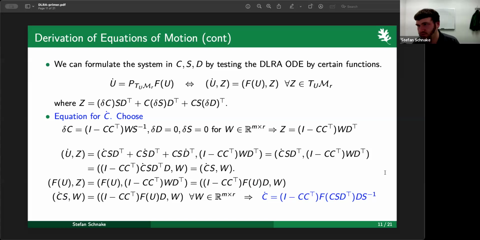Again, a lot of tedious algebra, but it's just as simple as producing the proper functions to test and doing the algebraic manipulations.